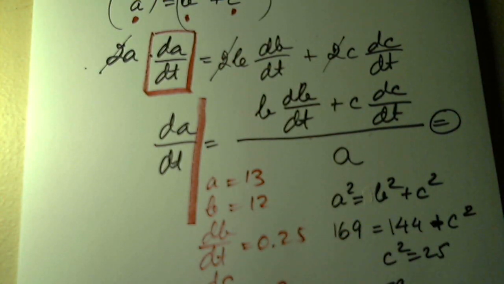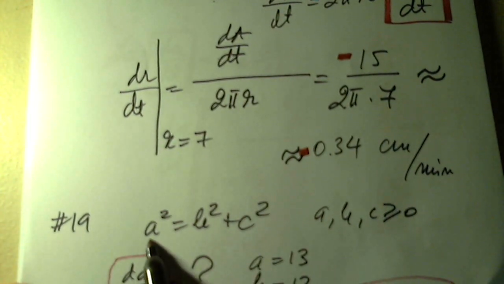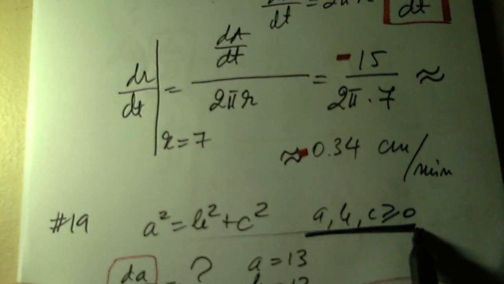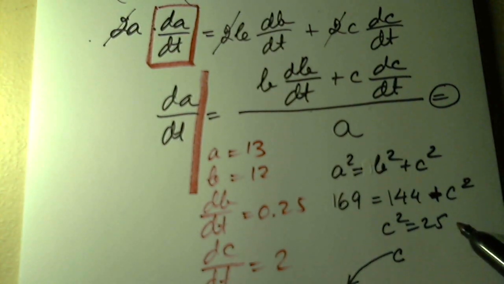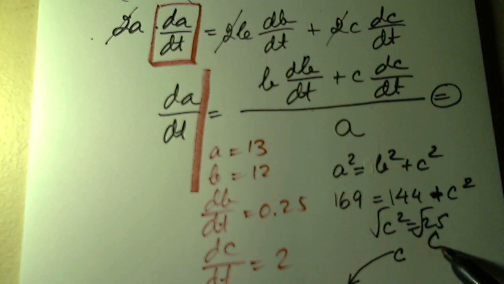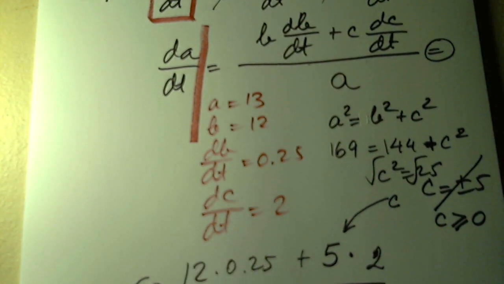We are told from the very beginning that everything is greater than or equal to 0. Because C squared equals 25, as we know, it has two solutions, plus or minus 5. But I cannot use negative because it's specifically telling us that C is greater than or equal to 0. So I have to use 5 in here.